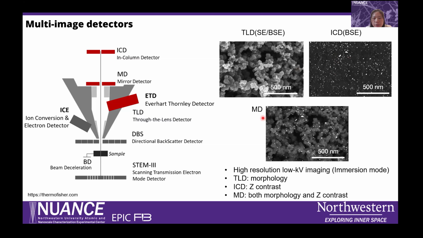Another is a mirror detector that is located a little bit lower than the ICD detector. So it mainly collects backscattered electrons to show the phase contrast, but it combines the morphology and the Z contrast here, so we can see the overall information here. And this detector is not installed in the plasma FIB. It's unique here.